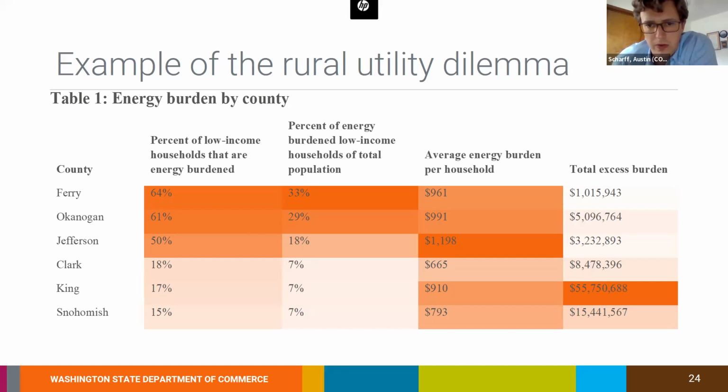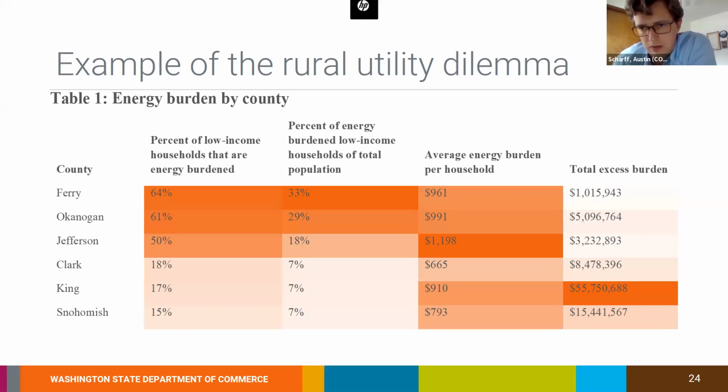Average energy burden per household is a little bit of a mixed story, but it is higher for these rural counties that we are looking at compared to the urban counties. 961 for Ferry, 991 for Okanagan, close to 1,200 for Jefferson. And then if you look at Clark, 665, King, 910, Snohomish, almost 793. And then if you look at total excess energy burden, the numbers are smaller for rural counties than in urban counties.